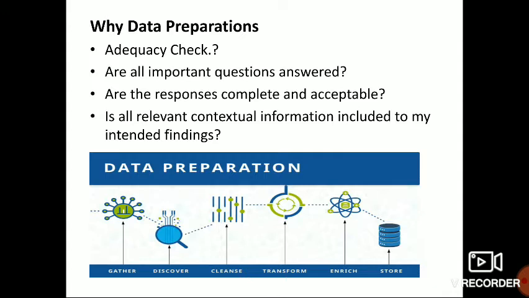These are the reasons for doing data preparation. First, to check the sufficiency of the data. Second, whether any information is left out by the respondents. Third, to check the completeness of the information. And fourth, whether any important data is omitted or not. These are things we can identify through data preparation.